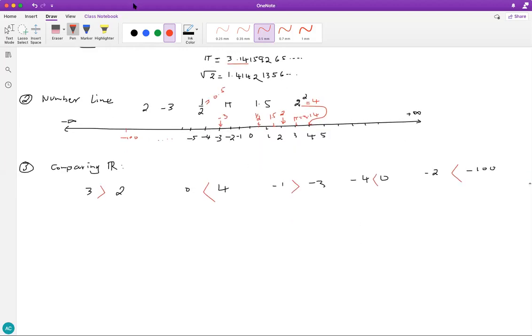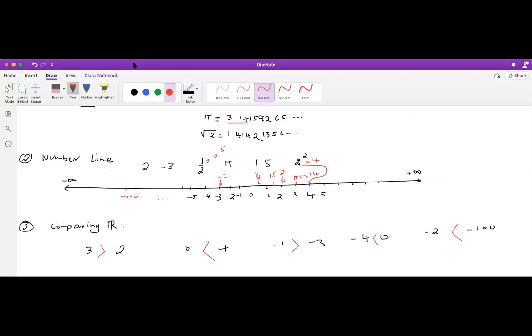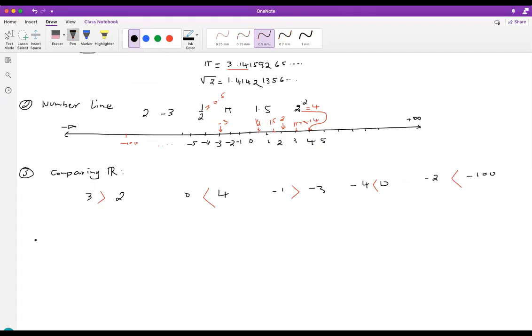Okay, so that's basically how we compare numbers on the number line. Now we're going to talk about another concept called the inverse property.